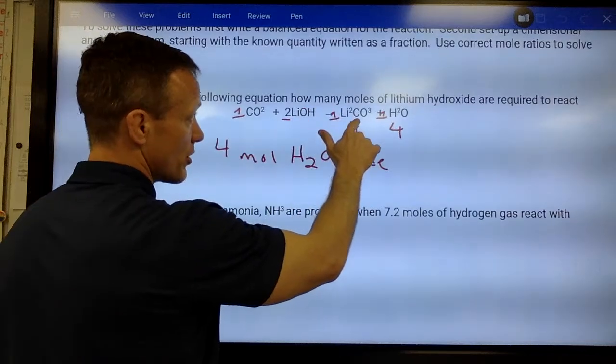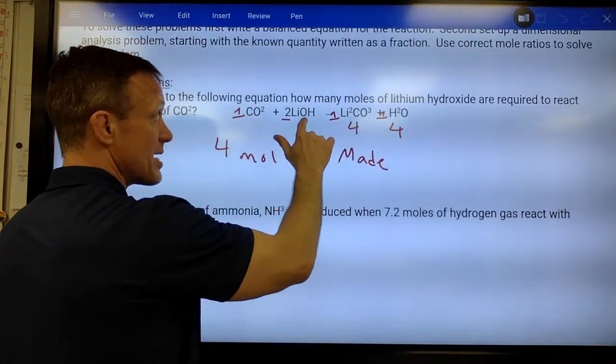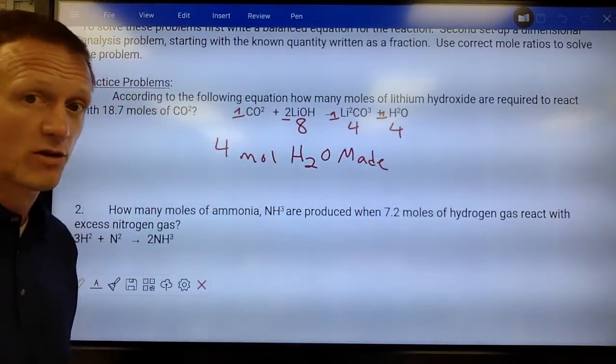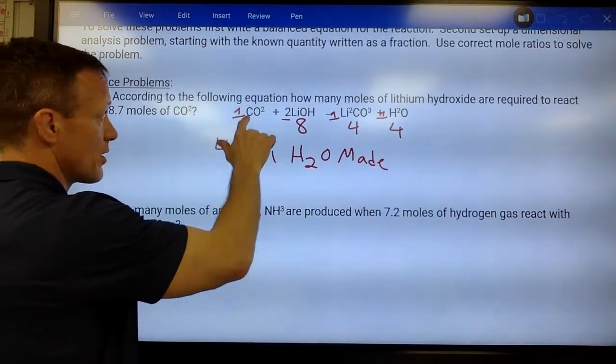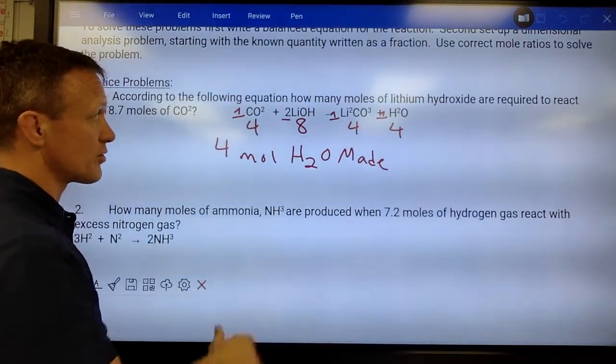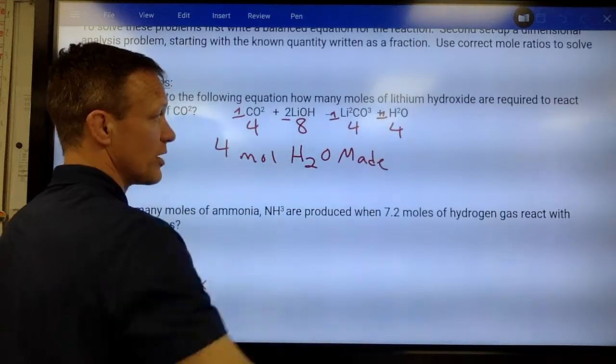Well, this is a 2-to-1 ratio with these things. So if 4 moles of this were made, 8 moles of lithium hydroxide would have been used, and 4 moles of that would have been there. So these are still that 1 to 2 to 1-to-1 ratio.